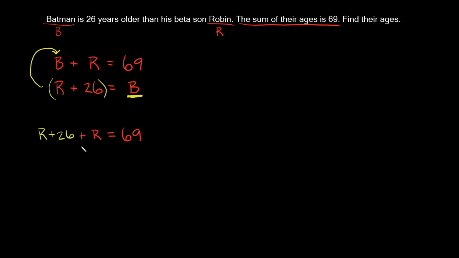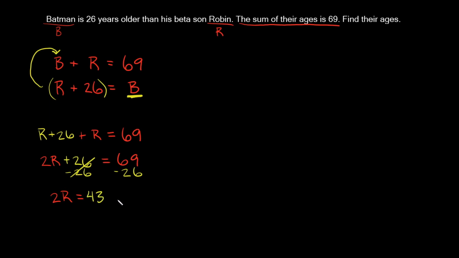Okay, so now this is a little easier to solve for, right? So now we can just combine like terms. So R plus R, that's equal to 2R, and then we have this plus 26, and then it's equal to 69. Okay, so in order to solve for R right here, we need to first get rid of this 26, and I'm going to do that by subtracting 26. And what we do to one side of an equation, we do to the other. Okay, so then these 26's cancel out, and we're just left with 2R is equal to 69 minus 26, and that's equal to 43, right?